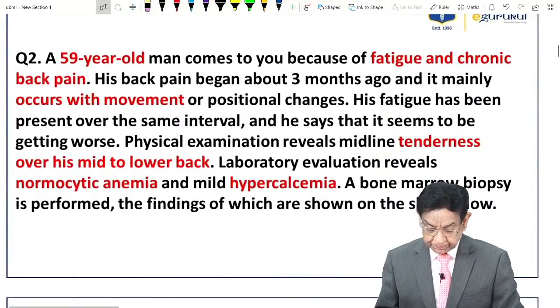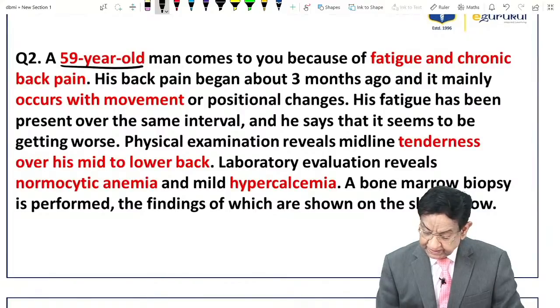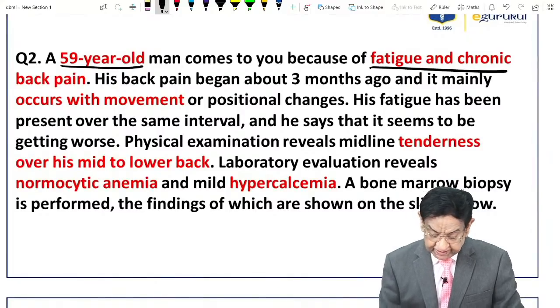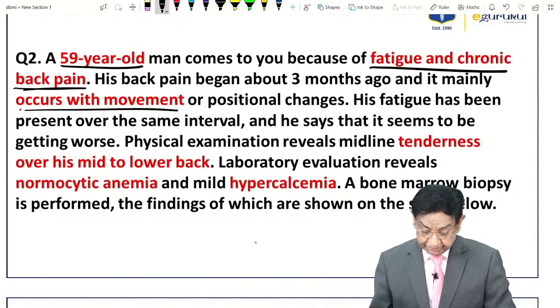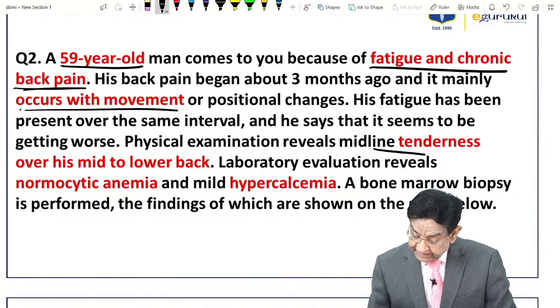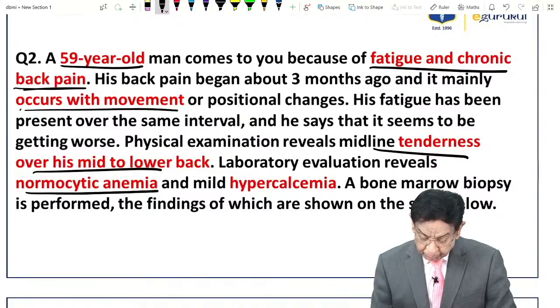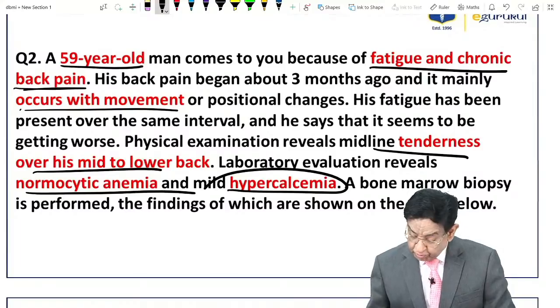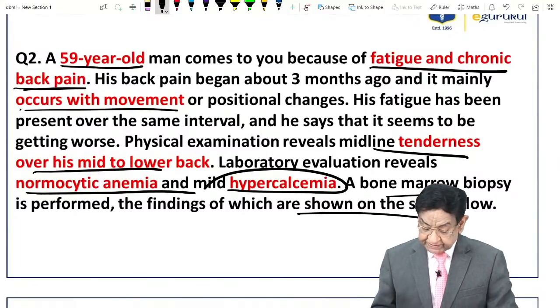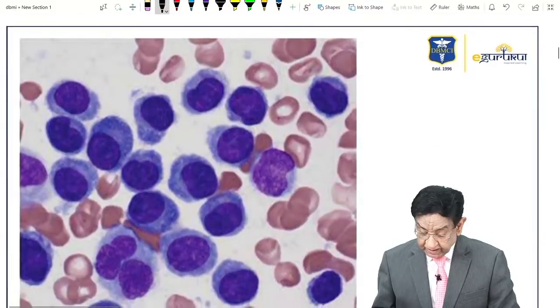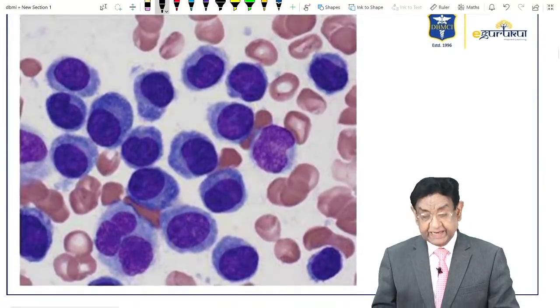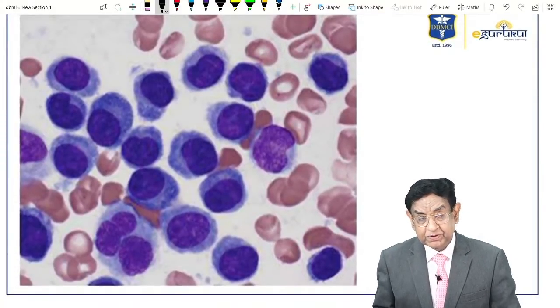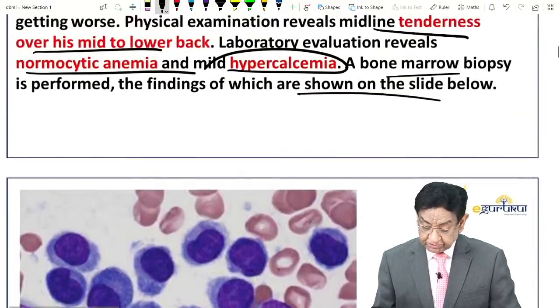Question number 2. A 59-year-old man with fatigue, chronic back pain, pain occurs more during movement, and tenderness in the bone. There is normocytic normochromic anemia and hypercalcemia. A bone marrow biopsy is done. We are getting certain cells in the bone marrow. Lovely question to look into.